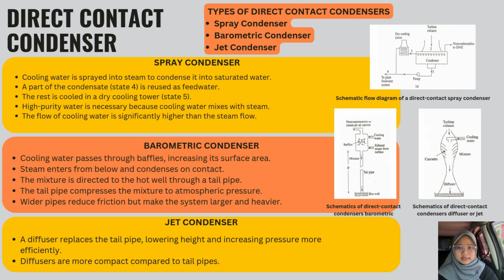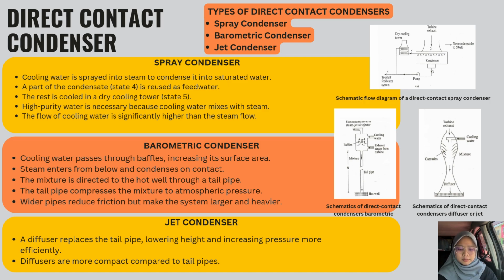Next, there are three types of direct contact condenser. First is spray condenser, barometric condenser, and jet condenser. So I will explain first about spray condenser. First, the cooling water is sprayed into the steam to condense it into saturated water. And a part of the condensate, which is state 4, is reused as the feed water. The rest is cooled in the dry cooling tower, which is state 5. High purity water is necessary because cooling water mixes with the steam, and the flow of the water is significantly higher than the steam flow.